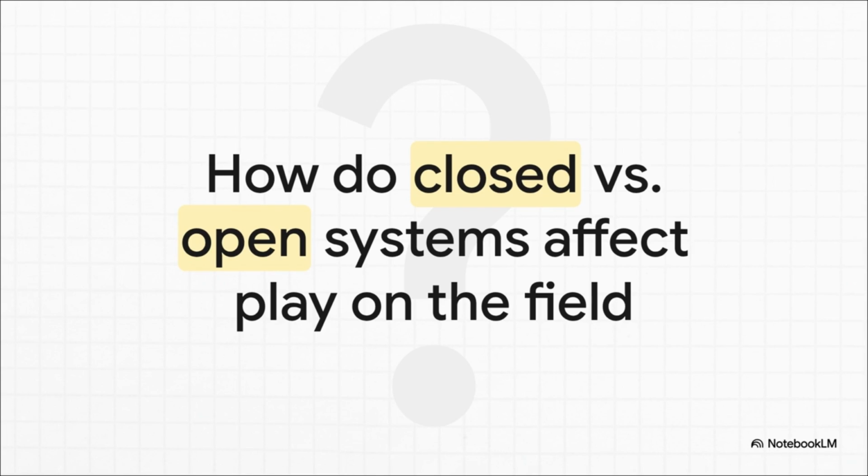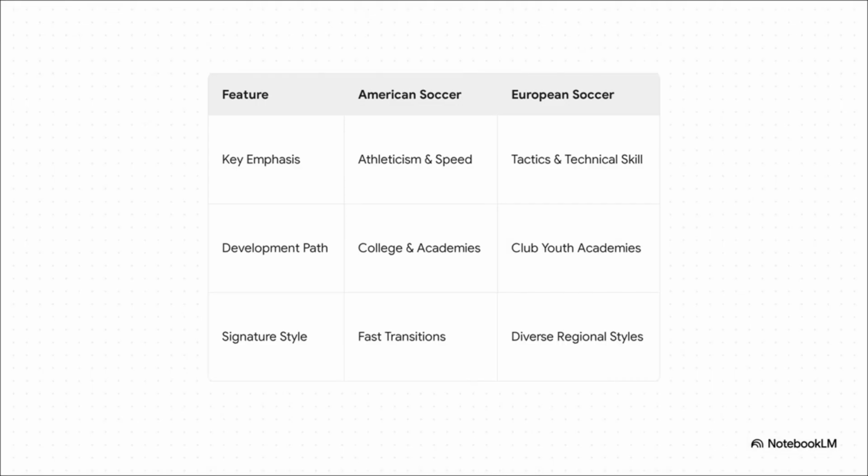The answer, as you'll see, is a big yes. You see, in American soccer, which has grown up alongside other major U.S. sports, there's often a huge emphasis on pure athleticism, speed, and power. Players have traditionally come up through the college system, but in Europe, it's all about developing tactical genius and technical skill from a really young age in these intense club youth academies. And that leads to this incredible diversity of styles across the continent, from the possession-based tiki-taki in Spain to the legendary defensive grit of Italy.